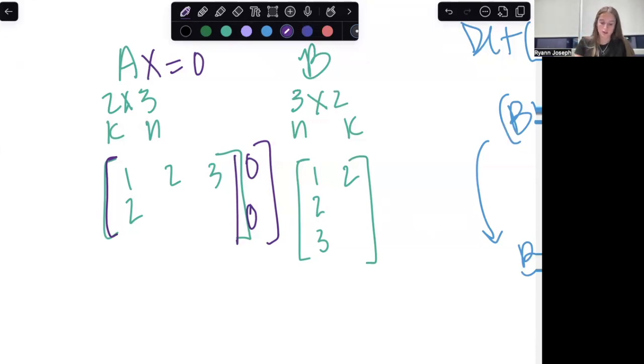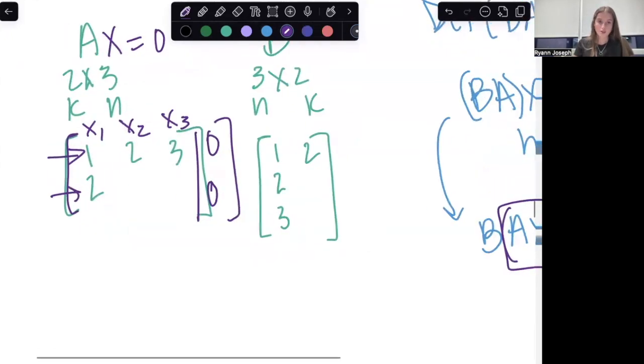So like in this case, this is x1, x2, and x3. They can't all be pivot variables. There's not enough room. There's only 2 rows. So one of these must be a free variable. It doesn't have to be x3. It could be x2, it could be x1. But one of them must be a free variable, which tells us that Ax equals 0 has a non-zero kernel.